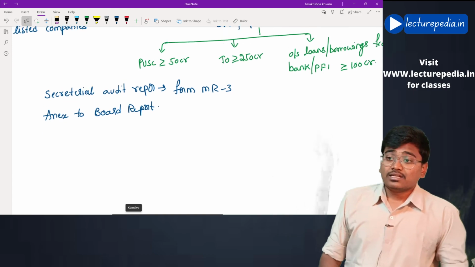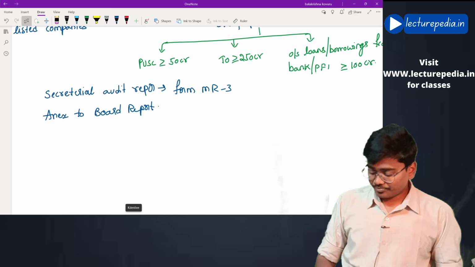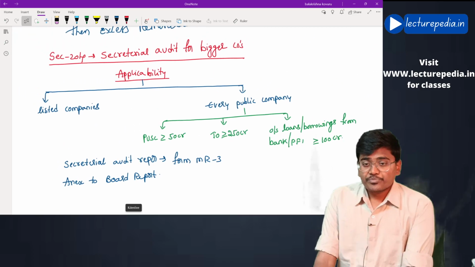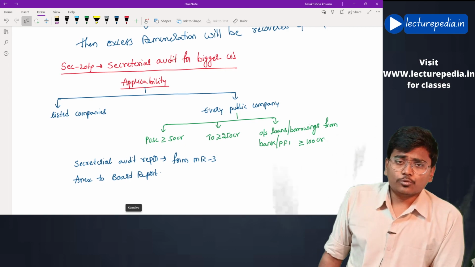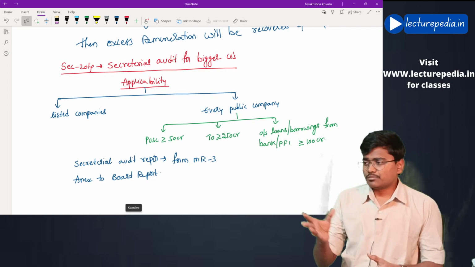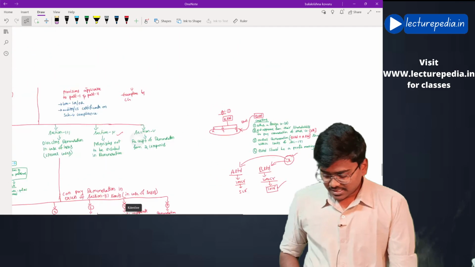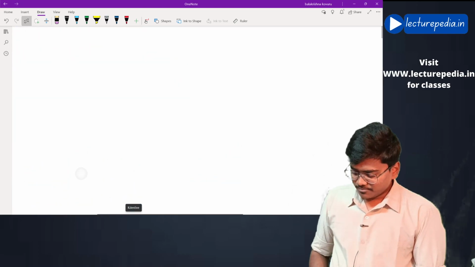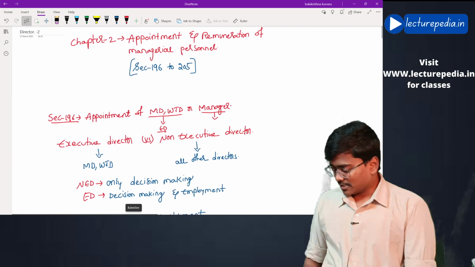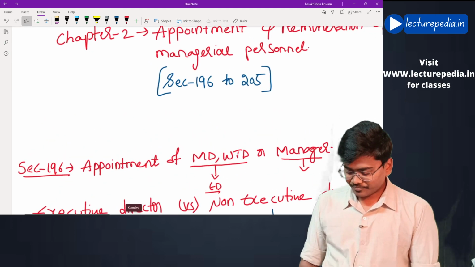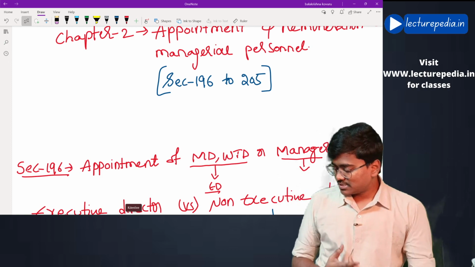Okay, and this secretarial audit report must be annexed to the board report. These are the provisions relating to section number 204, and there is one section that is related to functions of company secretary. There are some 10 functions of a company secretary that you can go through. Okay, this is the entire revision relating to appointment and remuneration of managerial personnel. Hope this is clear. In the next video we will be meeting with meetings of boards and its powers.